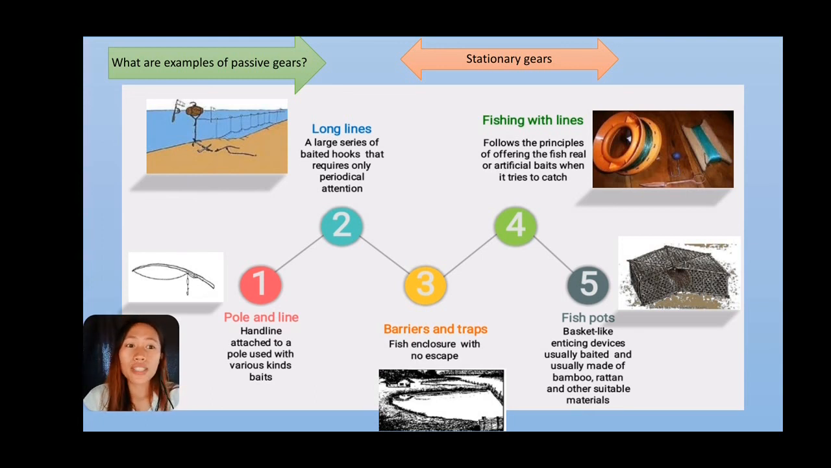So the next one, the fifth one, is the fish pots. As you can see in the image, it is a basket-like gear used in catching fish.